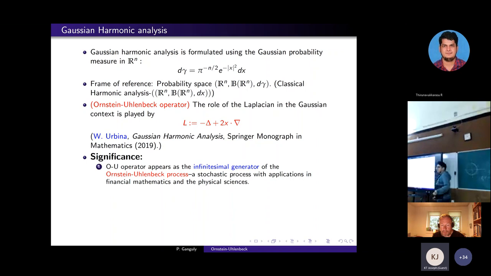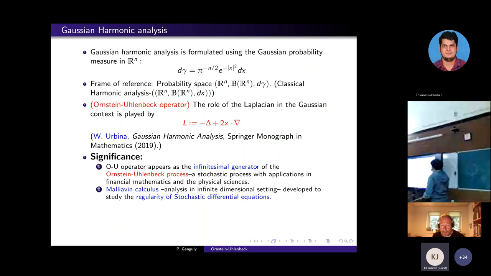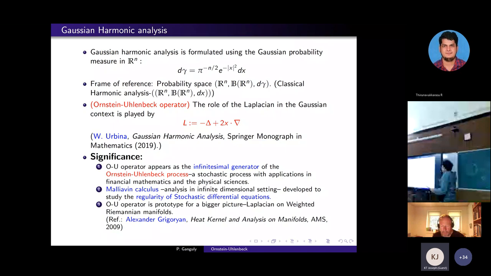Also, this Ornstein-Uhlenbeck operator plays a crucial role in Malliavin calculus, which is actually an analysis in infinite dimensional setting. And the Ornstein-Uhlenbeck operator is considered as the generalization of the Laplacian in infinite dimensional setting. Actually, Malliavin calculus was developed to study the regularity of stochastic differential equations. Also, this Ornstein-Uhlenbeck operator is a prototype for a bigger picture, that is the Laplacian on weighted Riemannian manifolds. So whatever things we will be doing today, one can ask this kind of things on a more general picture of Laplace-Beltrami on weighted Riemannian manifolds.